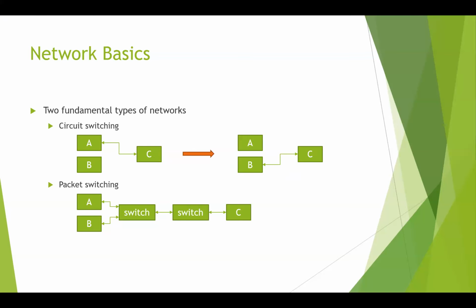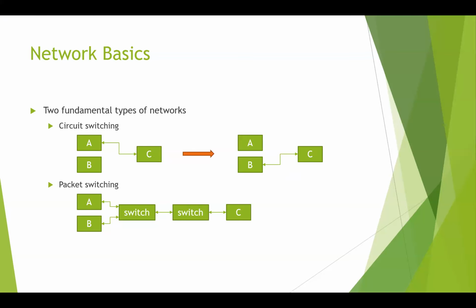Now, the one thing that you want to point out with respect to circuit switching networks is there has to be some sort of time delay between switching from A to B. And so that's one of the significant disadvantages of a circuit switching network.